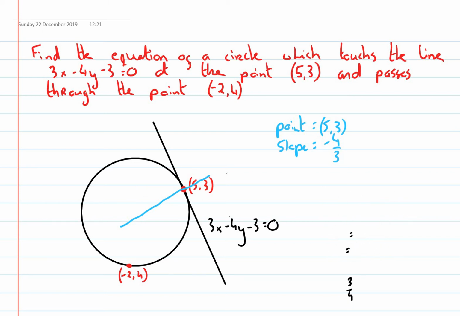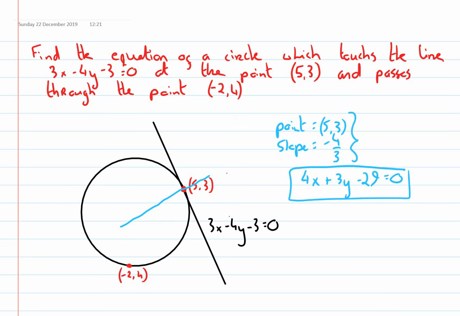Now I have what I need to find the equation of this blue line on the diagram. Have the slope, have the point. Put it into the equation formula, and it will spit out an equation of 4x plus 3y minus 29 equals 0. So basically if I put this information into the equation formula, I will get this. There's one equation.